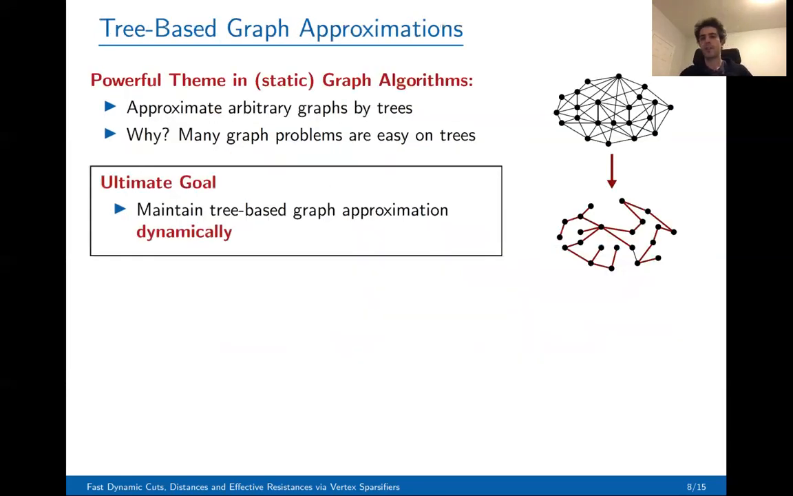The whole idea of doing dynamic max flow is based on a powerful tool in static graph algorithms called tree-based graph approximation. The idea is very simple. I'm given a graph that is very complicated and I don't understand it, so I want to approximate it by a tree. I lose something when I approximate the graph by a tree, obviously. Then I take the tree and solve the problem on it, since graph problems on trees are usually easy, and then I translate the solution back to the original graph. This is an idea that is widely used in algorithm design. The ultimate goal of the research theme I'm following here is: can we make this construction dynamic? Can we maintain this tree-based graph approximation dynamically?